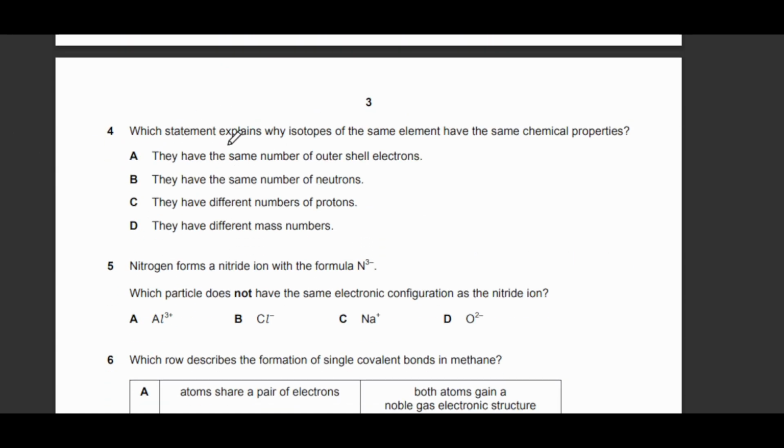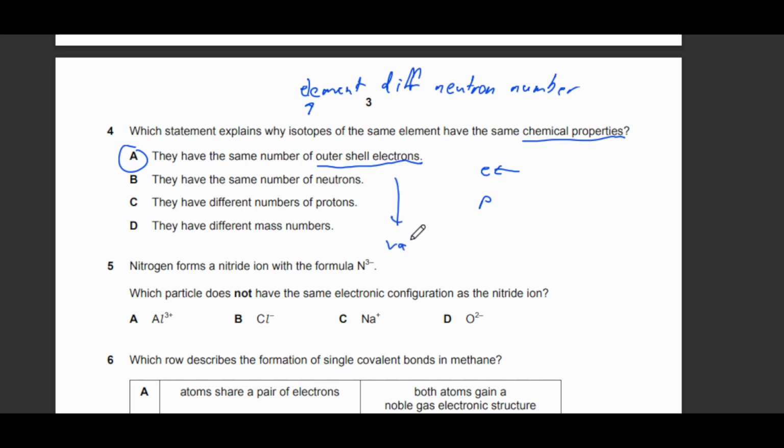Okay, question 4. Which statement explains why isotopes of the same element have the same chemical properties? Okay, so isotopes just means the same element with different number of neutrons, right? So by that definition, why do they have the same chemical properties? Because it has to do with either the electrons or the protons, correct? And what governs chemical properties? Electrons, but not just any electron, it has to be outer shell electrons. So therefore, the answer has to be A. They have the same number of outer shell electrons, because outer shell electrons, or otherwise known as valence electrons, these electrons govern the chemical properties of elements or isotopes.